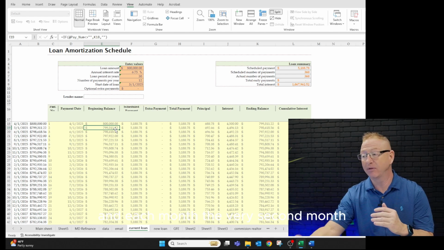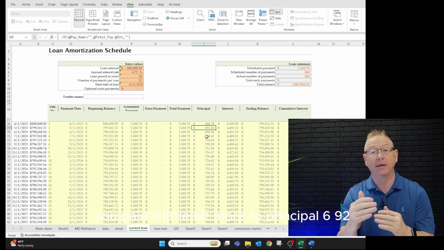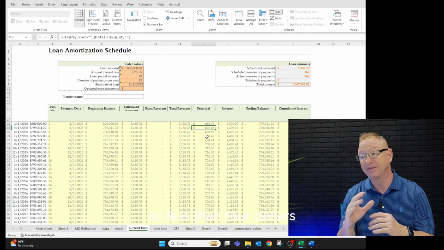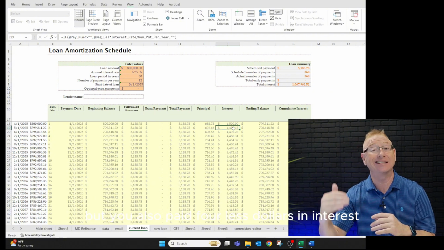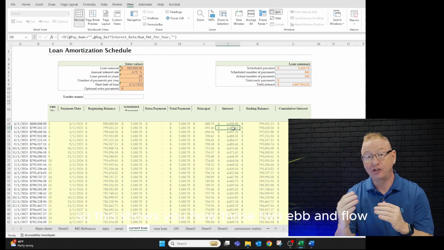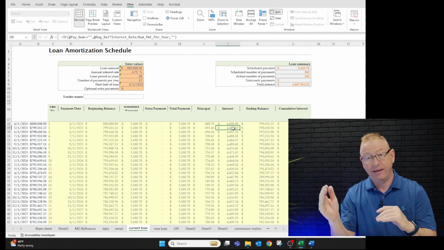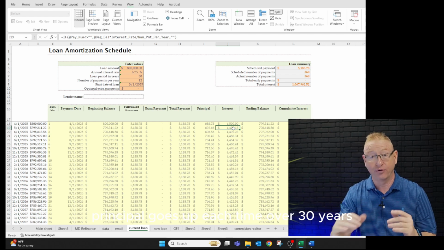And each month, the very second month, you paid a little bit more to principal, $692. So less than $4 more, but you also paid $4 less in interest. So this shows you how those two ebb and flow. Interest goes down, principal goes up each time over 30 years.